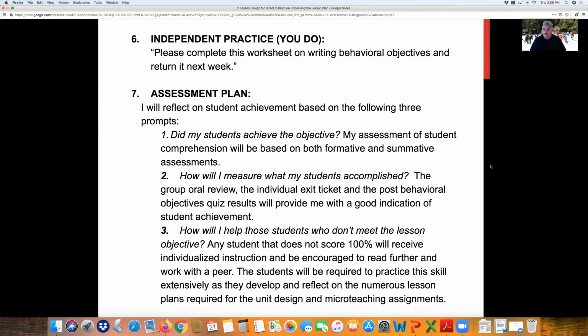We do have kids with special needs many times that need a little more time or need some help. Maybe language is a barrier for them. You need to be considering how you're going to help those kids who may not get it just from your magic teaching. They may need some differentiation, some other kinds of interventions. Peer practice, maybe extended practice, remediation, whatever the case may be.